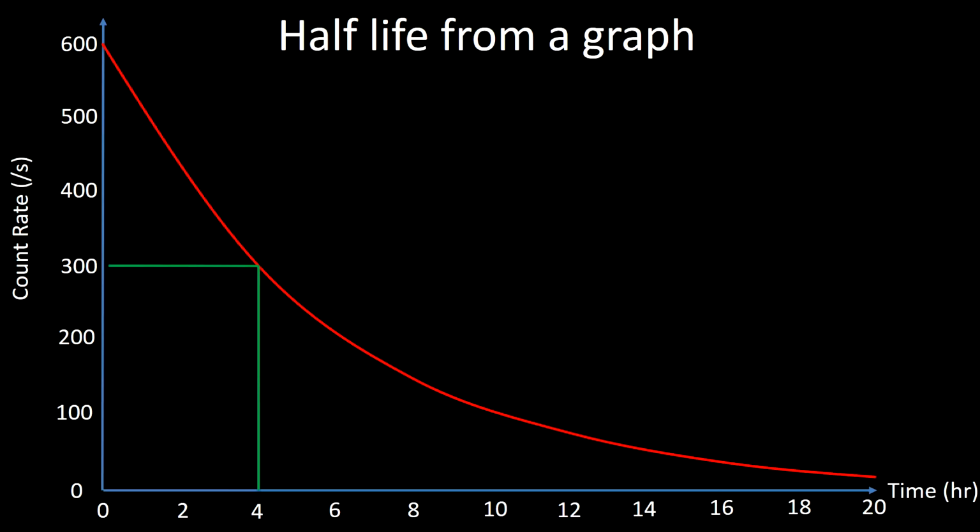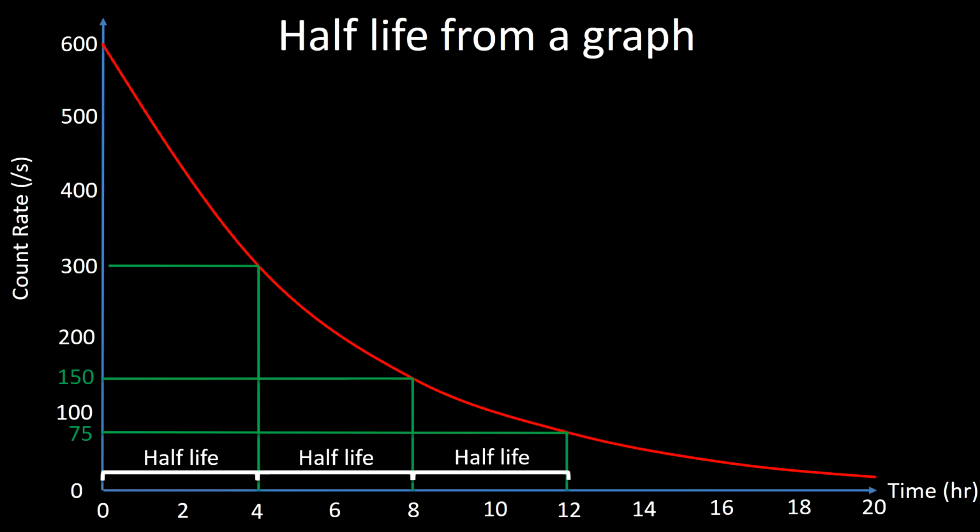Now to confirm that, we can keep going, so we can halve that 300 to get to 150, read across again, and now you can see we're at 8 hours, so we've got another 4 hours for it to halve again. And you can keep doing that, halve it down to 75, and you will get to 12 hours. So each of those time periods is a half-life, so the half-life in this case is clearly 4 hours. That's how we read half-life from our graph.